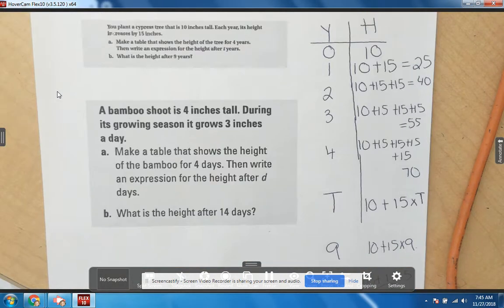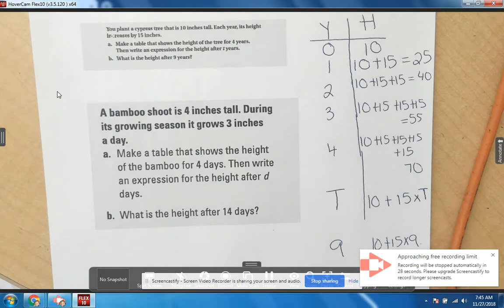Okay, so I'm going to have you guys see if you could figure out this one. That'll be your last one. Try to do the chart the same way I just did for this one.